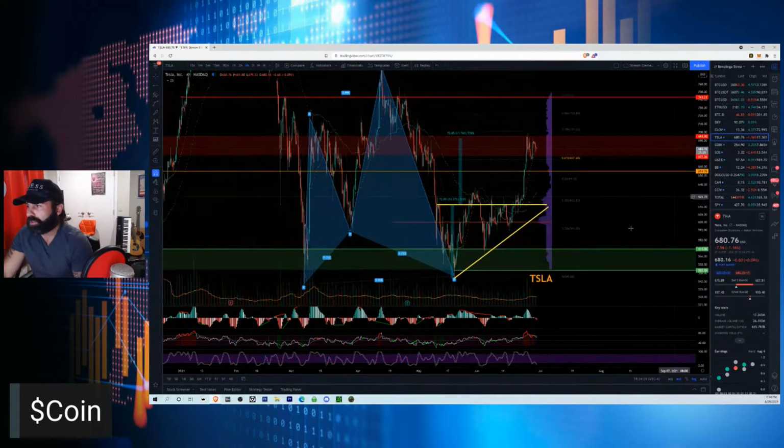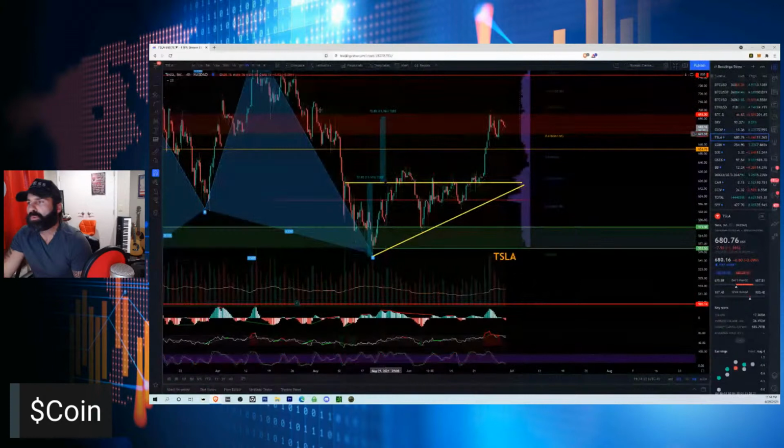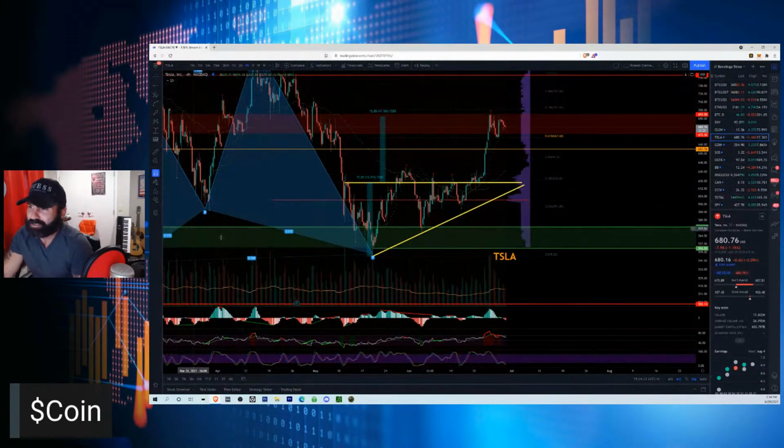But what do we always look for? We don't want to just find these harmonics. We don't want to just find an XABCD like this. We want to see a reaction, which is our spring. You get your spring, you get your back test, and this is where we long Tesla at 573 with our first target. The 100% measured move of the ascending triangle brought us right to where we caught resistance.